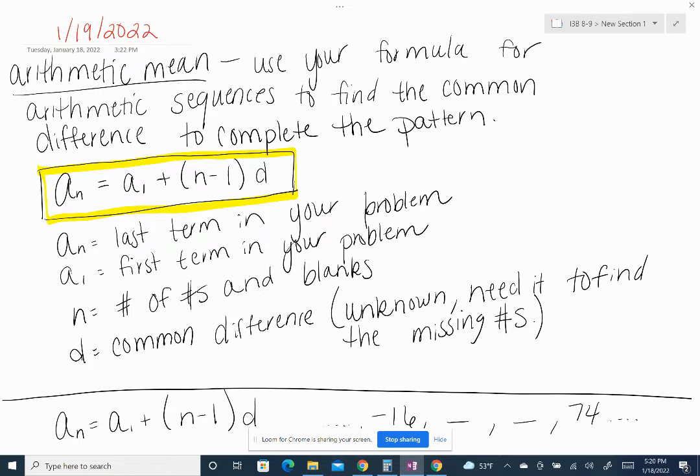AN is going to be the last term in your problem. A1 is going to be the first term in your problem. N is going to be the number of terms, including blanks. And D is your common difference. That's going to be your unknown, that's what you're looking for. You have to find your D in order to find the rest of the terms. So let's take a look at an example problem.